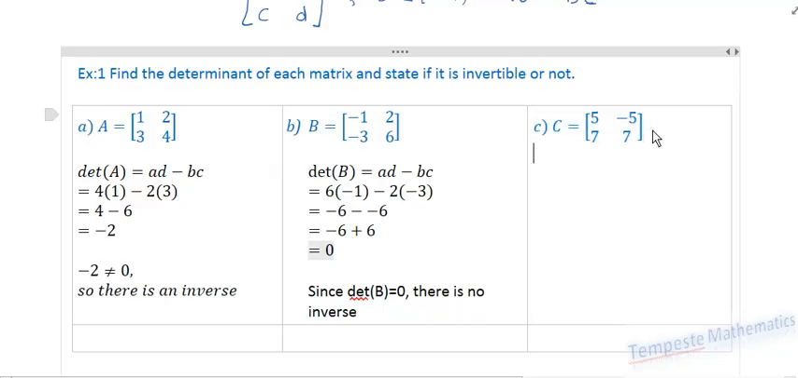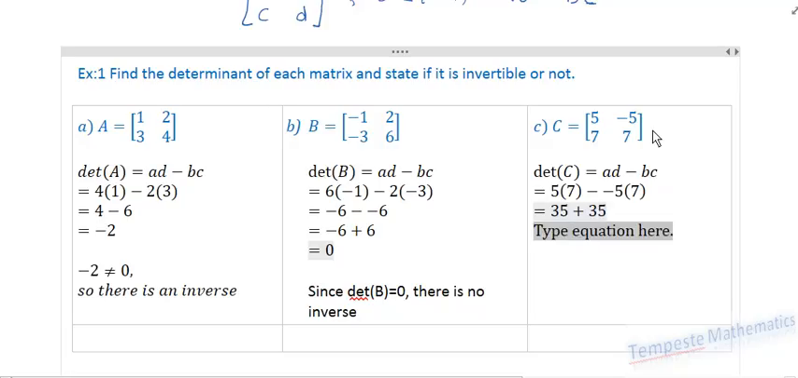Now with C, let's have a look. Again, our formula, AD minus BC, so the one diagonal minus the other. Filling that in, AD, that's 5 times 7, minus negative 5 times 7, or 35 minus negative is plus 35, or 70. My point with this one is just be very careful with your signs.